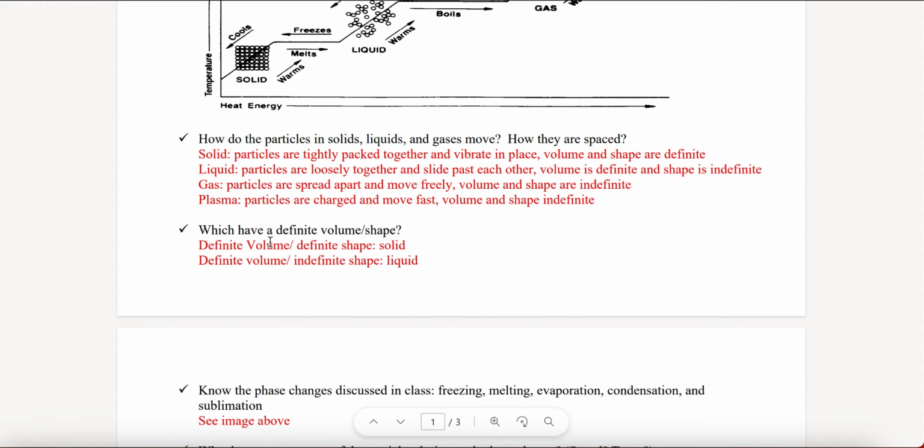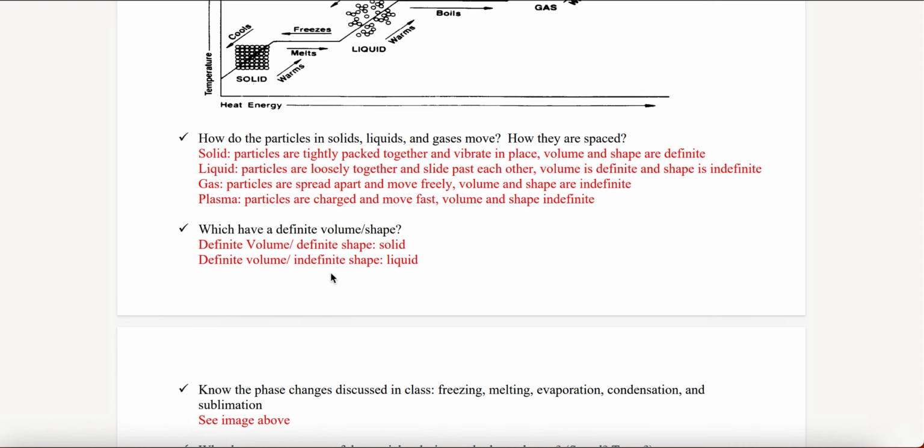Which will have a definite volume and shape? So basically, solid does have a definite volume, and it also has a definite shape. And the liquid also has definite volume, but it does not have a definite shape, because the particles are loosely together and slide past each other, so they basically move a little in liquid.